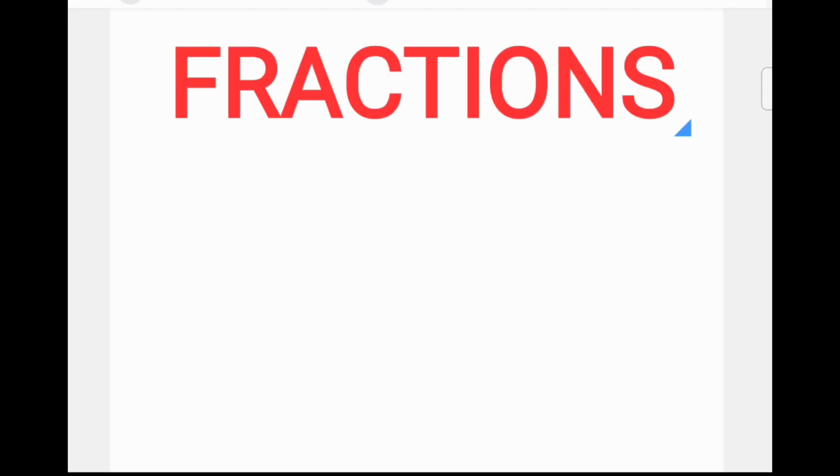In this session, I would like to discuss an important topic in mathematics called fractions. A fraction has a form given by a divided by b, where a is called the numerator and b is called the denominator.